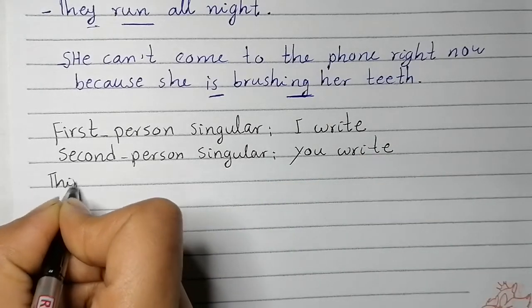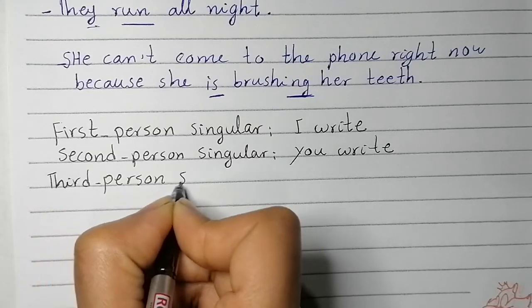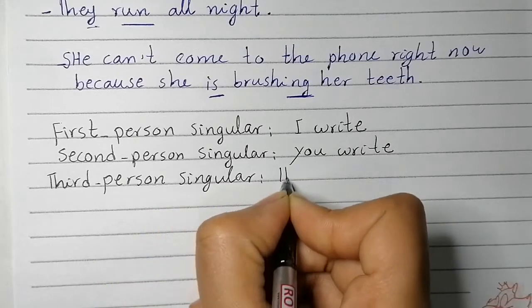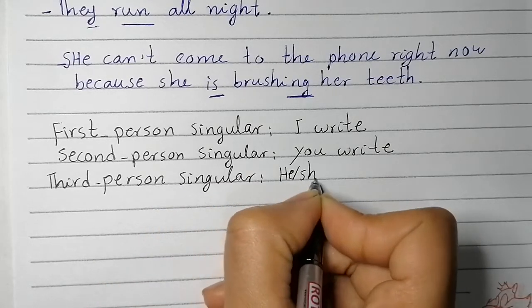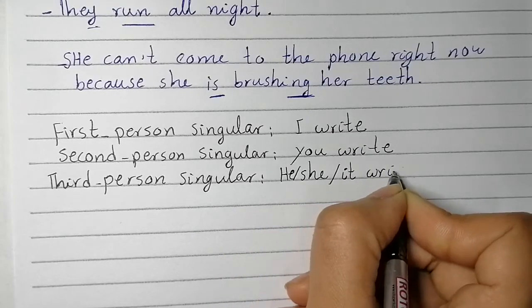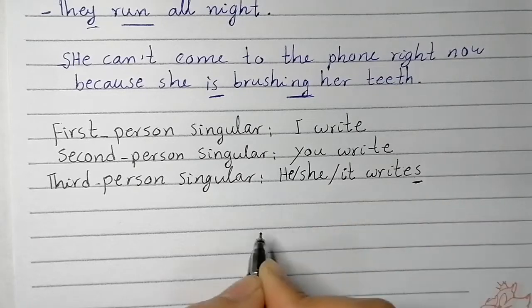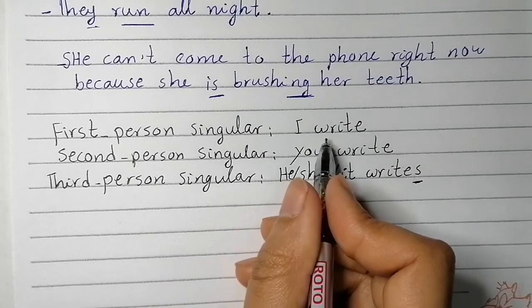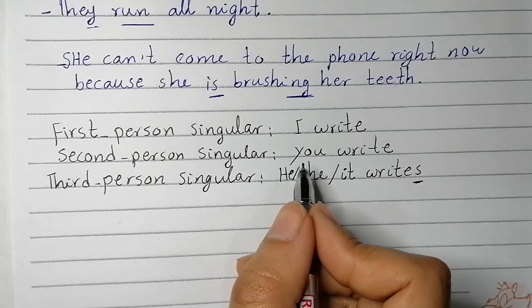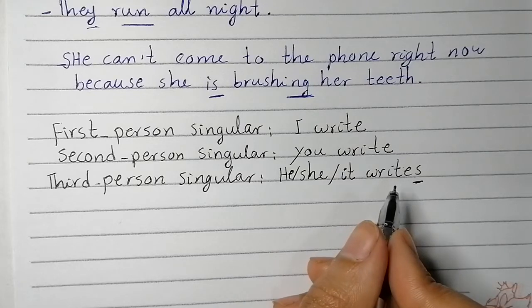Third person singular, he or she or it writes. Note the s. The root form of the verb write. I write, you write, they write, we write, but he or she or it writes.